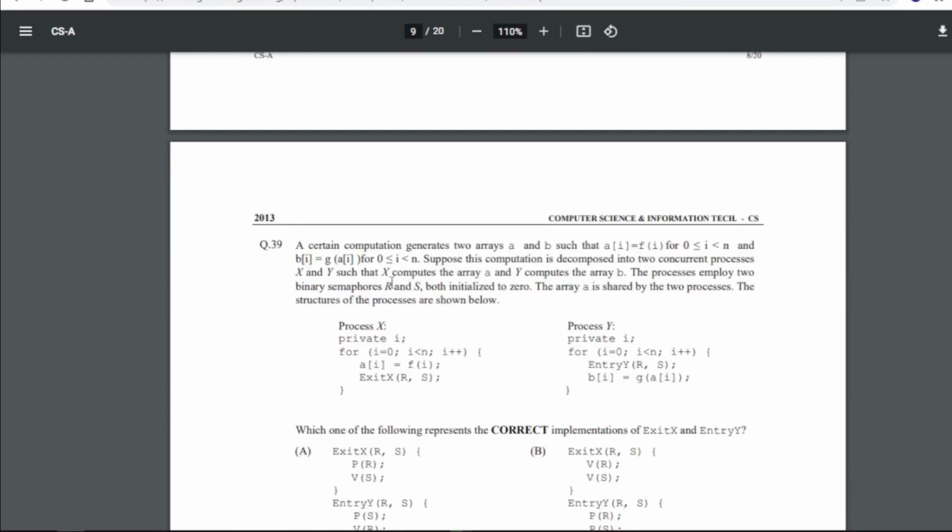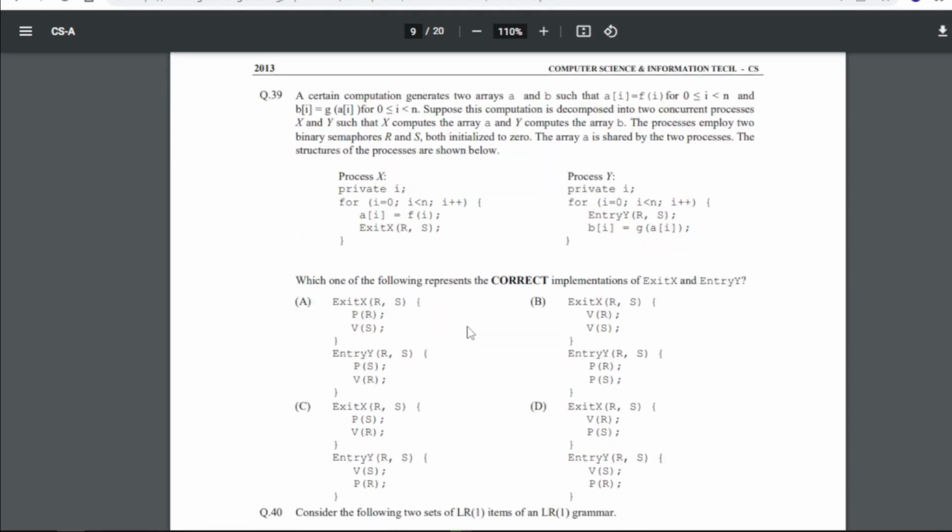39, a certain computation generates two arrays A and B such that A[i] equals f(i) for 0 less than or equal to i less than N, and B[i] equals g(A[i]) for 0 less than or equal to i less than N. Suppose this computation is decomposed into two concurrent processes X and Y such that X computes the array A and Y computes the array B. The processes employ two binary semaphores R and S both initialized to 0. The array A is shared by the two processes. The structure of the processes are shown below.